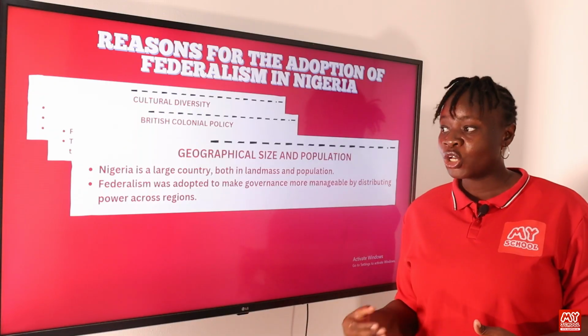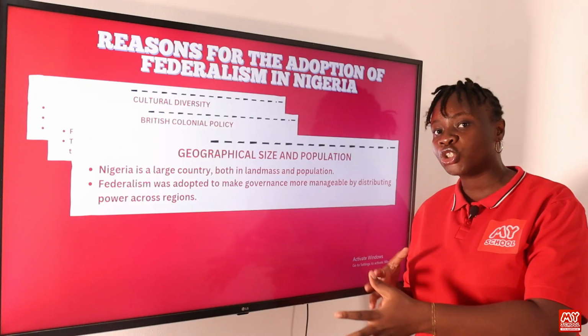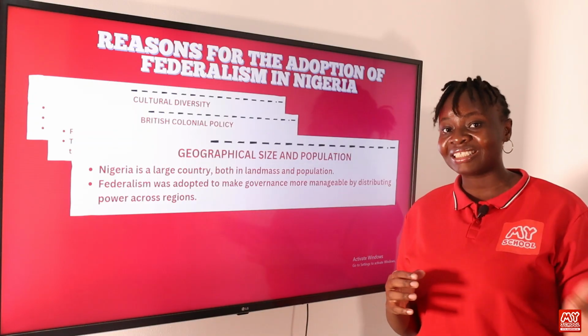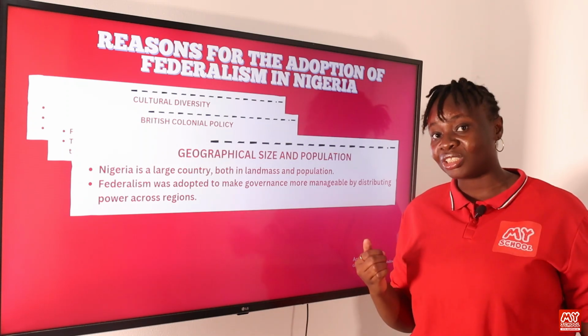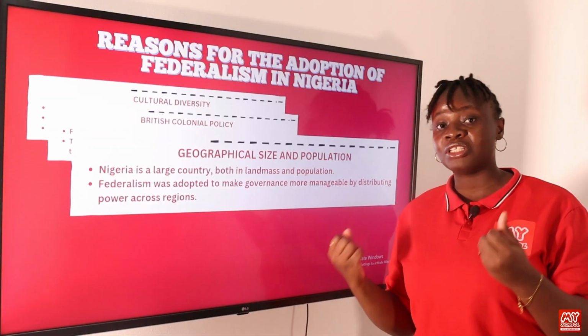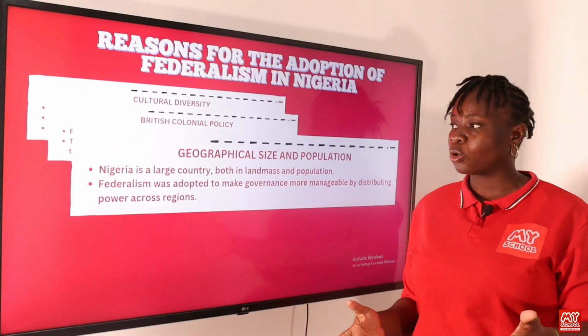And so because of that, we need to develop a system of government that can adapt to the needs of each of these various regions. If we have just a central government, they will not be able to get into the grassroots of the country. And so they needed to decentralize power to other levels of government so that the revenue within the country, policies can get deep into every part of the country.